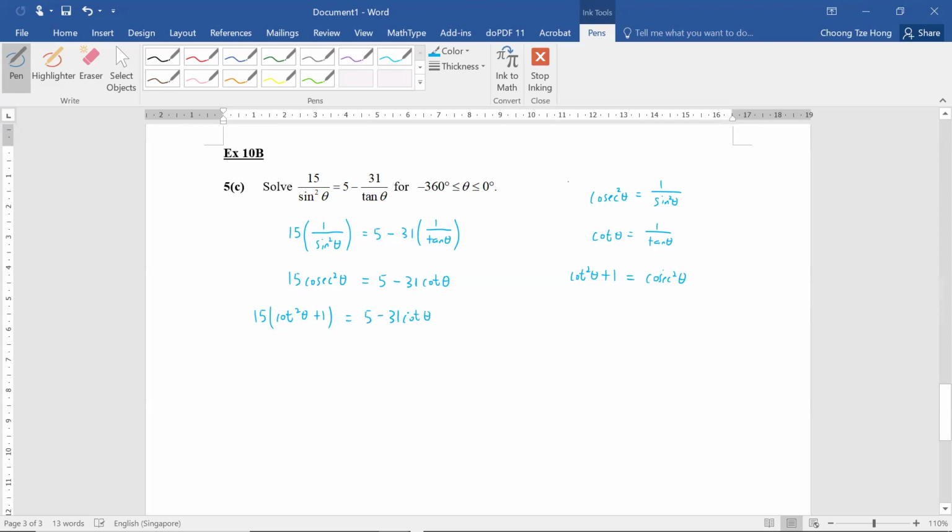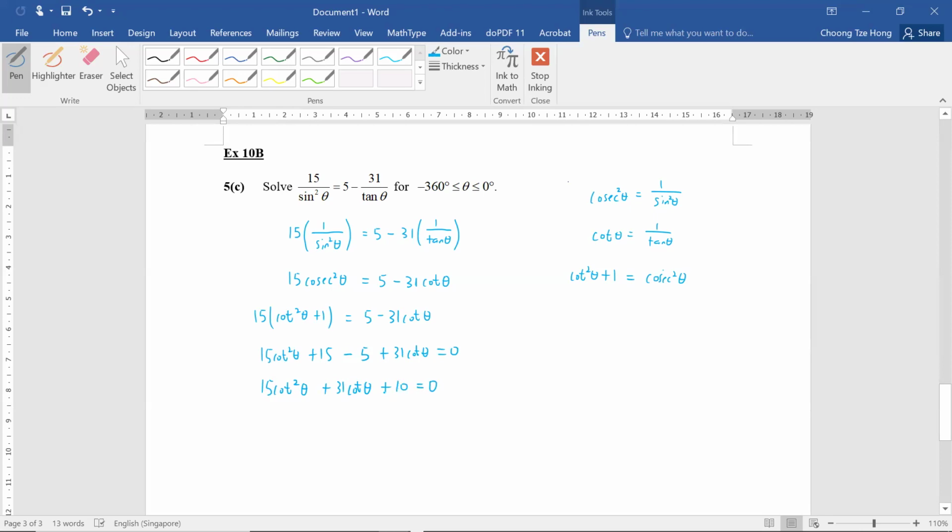Right, so now we're going to expand and then bring everything to the left side. If we expand, we get 15 cotangent squared theta plus 15. Bring everything to the left side, minus 5 plus 31 cotangent theta equals 0. So we end up with 15 cotangent squared theta plus 31 cotangent theta plus 10 equals 0.